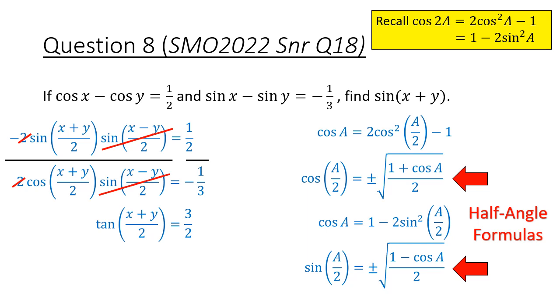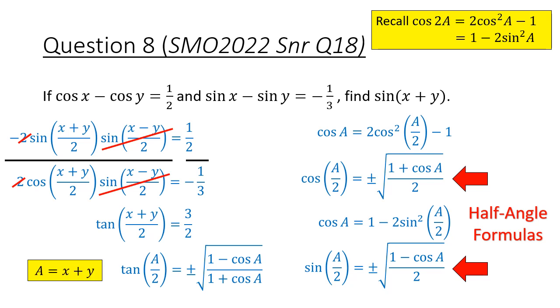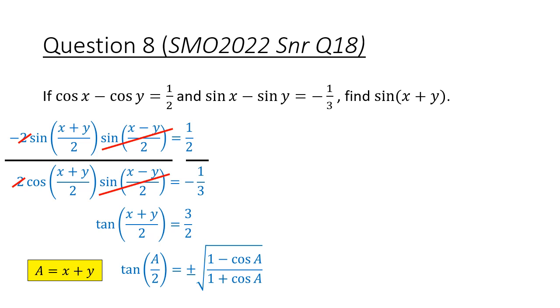Tangent (a over 2) will be sine (a over 2) over cos (a over 2). So we're going to divide these half angle formulas together. And this will give us tangent (a over 2) equals plus minus square root of (1 minus cos a) over (1 plus cos a). And basically this is exactly the same as what we know of tangent (x plus y) over 2 equals 3 over 2, except that a equals x plus y. So we now know that tangent (a over 2) equals 3 over 2.